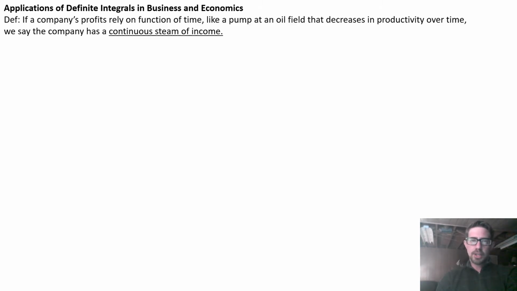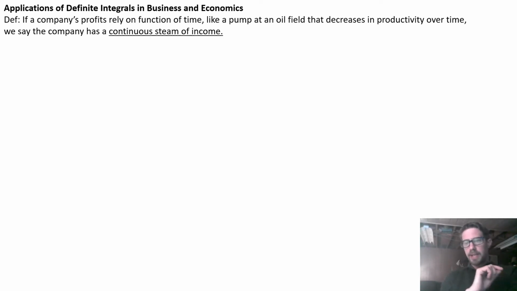A couple of econ formulas involving integration. Definition: if a company's profits rely on a function of time, like a pump at an oil field decreases its productivity over time, we say the company has a continuous stream of income.